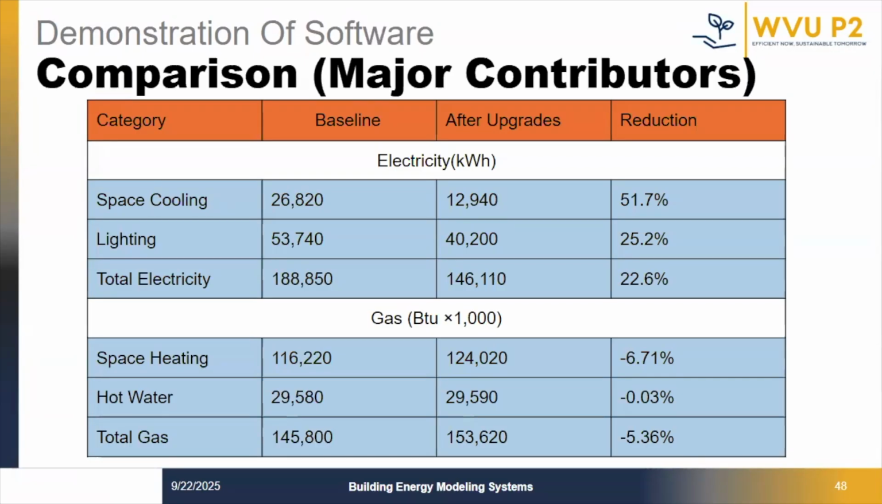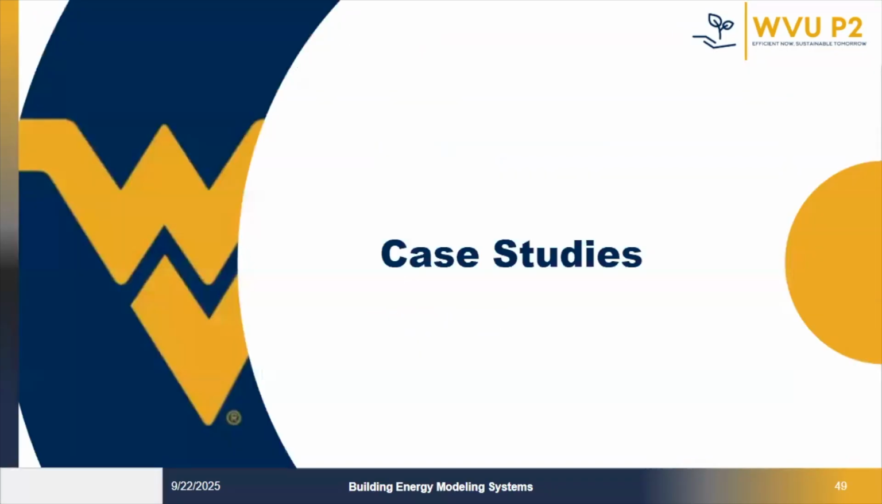While gas use rose slightly, total energy cost decreased significantly, which showcases how strategic electrification, like future heat pumps, could optimize further. Now, this is not just theoretical. Let's look at two real buildings where energy modeling was key to their success.